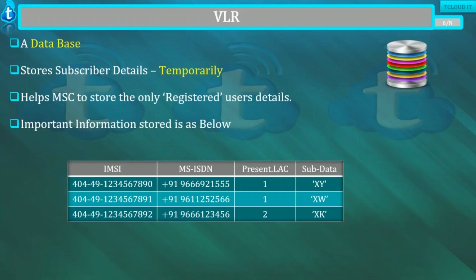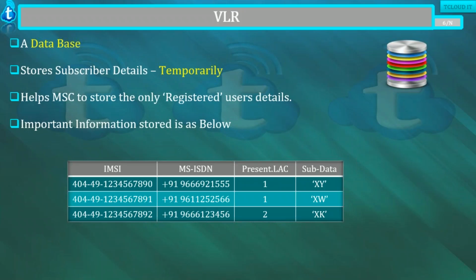Why is this information useful? What does this location area actually represent? For example, if you take one operator's one MSC network spanning across the entire Hyderabad, and your entire Hyderabad is divided into, for example, 5 location areas or maybe 50 location areas, it is divided into.